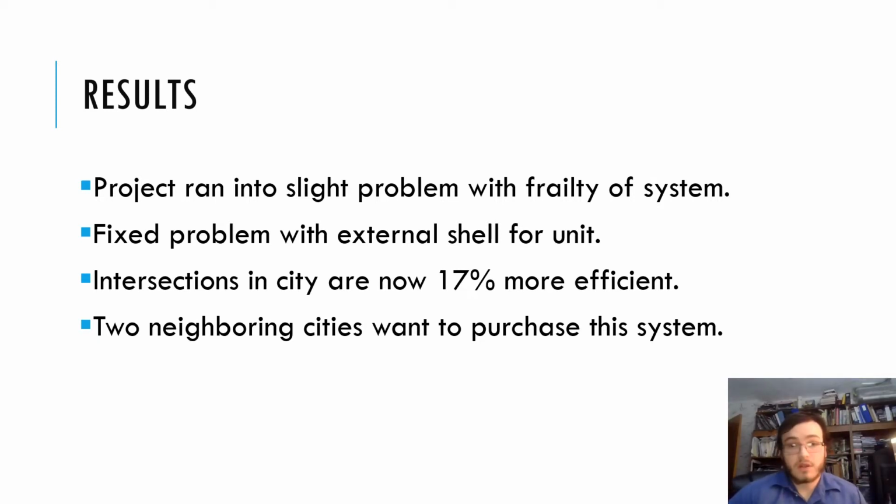The results, as I stated before, our project ran into a slight problem with how frail it originally was. When the motion sensor unit fell off of the rest of the unit and into the intersection, it still worked, but we didn't want this problem to continue in the future. So that's when we invested money into the shell unit for the rest of them. This fixed all the problems, and after this, none of the motion sensors fell off any of the units, and all the units are still in place at the moment, working fine.